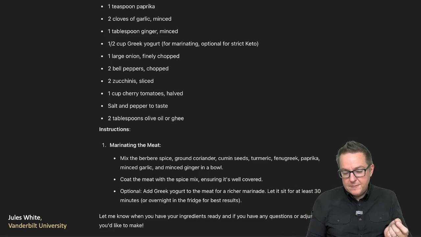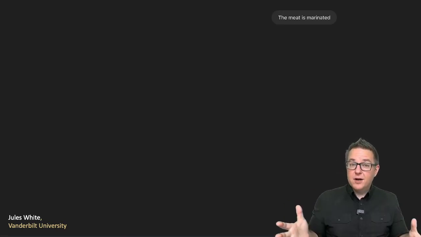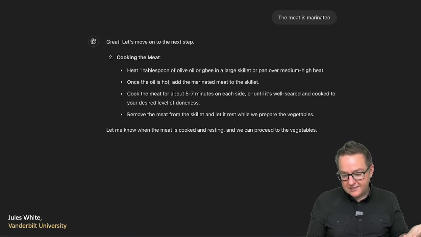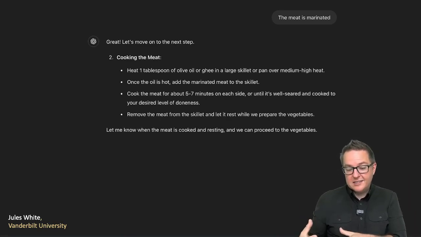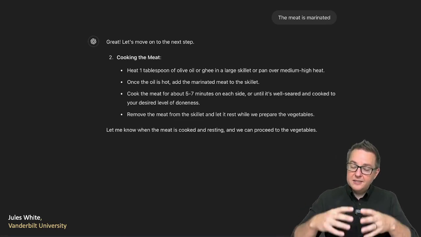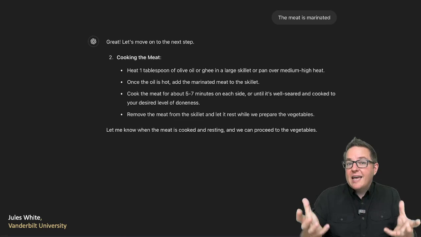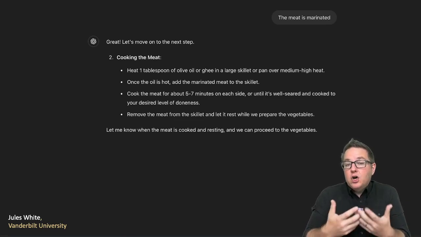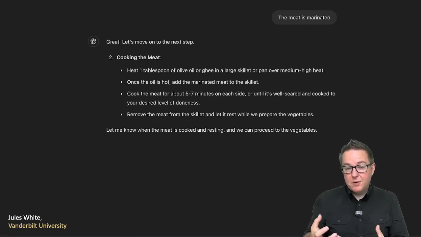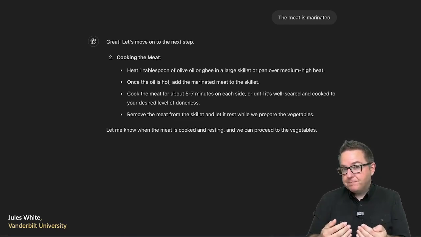And so I come back to it and I say, okay, meat is marinated. I did that. And now what does it do? It responds and it says, okay, great. Let's move on to the next step, cooking the meat. Heat 1 tablespoon of olive oil or ghee in a skillet over medium heat. Once the oil is hot, add the marinated meat to the skillet, cook for about 5 to 7 minutes. Now it's giving me instructions. It's really telling me a task to go and perform. I'm going to go cook the meat as the task. But it's breaking that task down into sub-steps that I'm going to go and perform. But you notice what's happening.